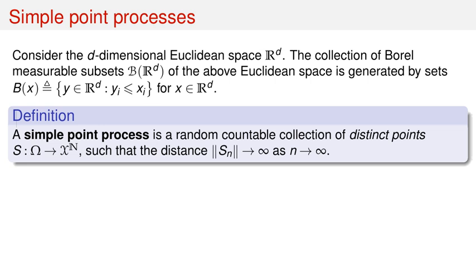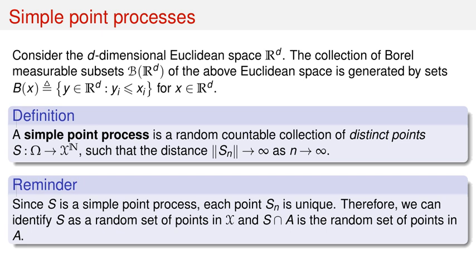Now let's define a simple point process. A simple point process is a random countable collection of distinct points. We can represent this as S mapping from our sample space omega to script X raised to the power of N, where script X is our underlying space. A key characteristic is that the norm of S sub n, the nth point, tends to infinity as n approaches infinity.